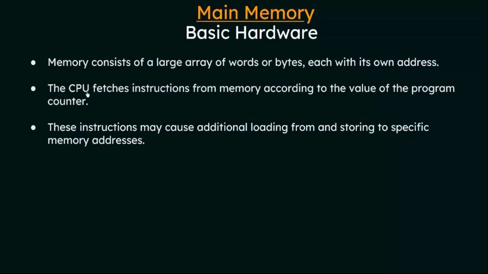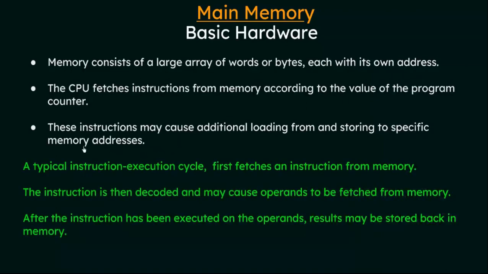All right. And then the CPU fetches instructions from memory according to the value of the program counter. We know that our memory has data stored and programs stored. When the CPU wants to make use of some data or program present in memory, the program counter tells the CPU where that memory location is, or from where it is supposed to fetch that data. So the CPU fetches that data or instruction from memory according to the value of the program counter. Then these instructions may cause additional loading from and storing to specific memory addresses. This is just the basics of how the hardware structure of memory works. The main thing to keep in mind here is the memory addresses.